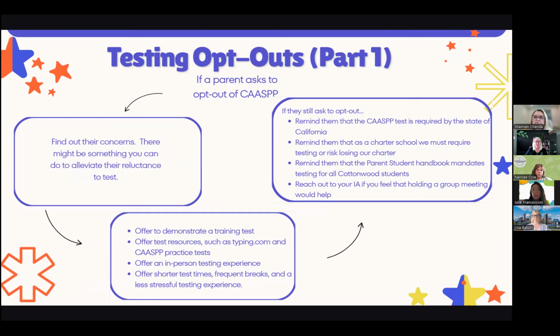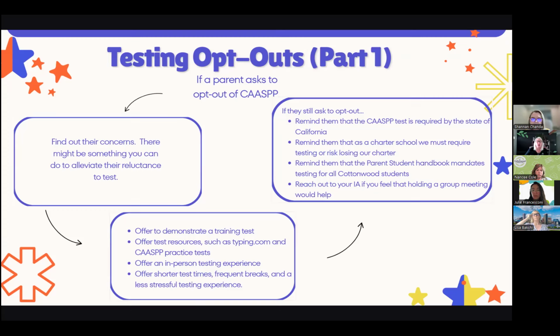Okay, so for testing opt-outs, if you have a parent that is asking, is testing mandatory? What are the options? We want you to find out their concerns, so maybe there's something that you can do to alleviate their reluctance to test. So have those conversations. I know that some of them can be difficult, but we just want to find out what their reasoning is, what's going on. Is it a personal preference? Is it more medical? So there are two types.